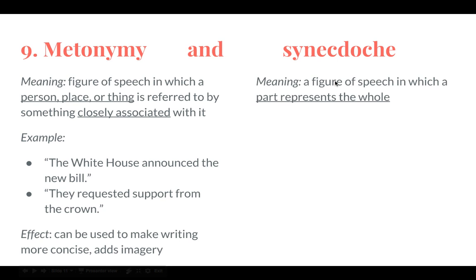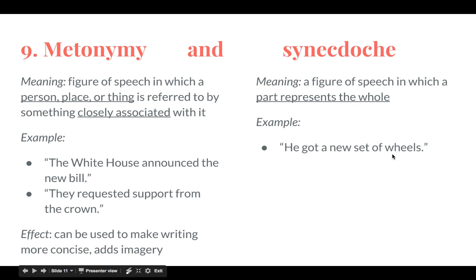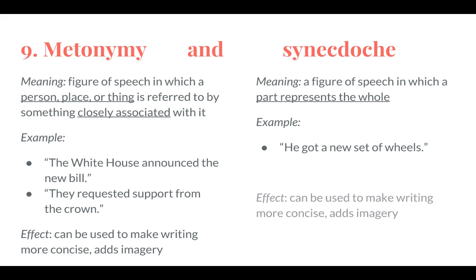Synecdoche is somewhat related, where you're still using this literary device to replace what you're talking about, but rather than metonymy, where you're just using something closely associated with that object, in synecdoche you're using a part to represent the whole. So for example, if you say he got a new set of wheels, maybe he really did literally just get a pair of wheels, but you're probably referring to a car. So this would be an example of synecdoche where you're using just a part of the whole. So in this case, you're using just the wheels to refer to the whole car. This has a similar effect as metonymy, just making writing more concise and adding to the imagery.